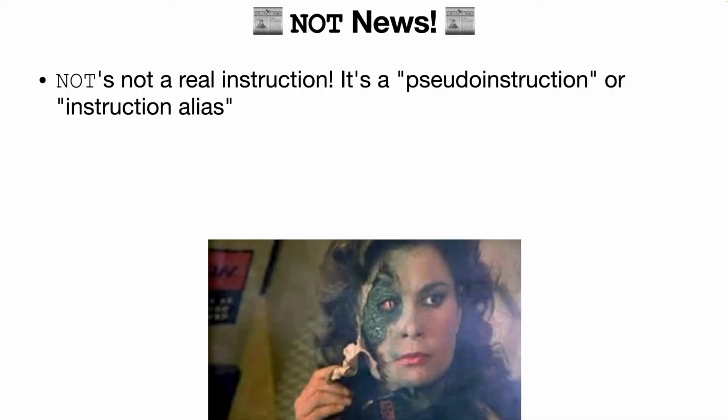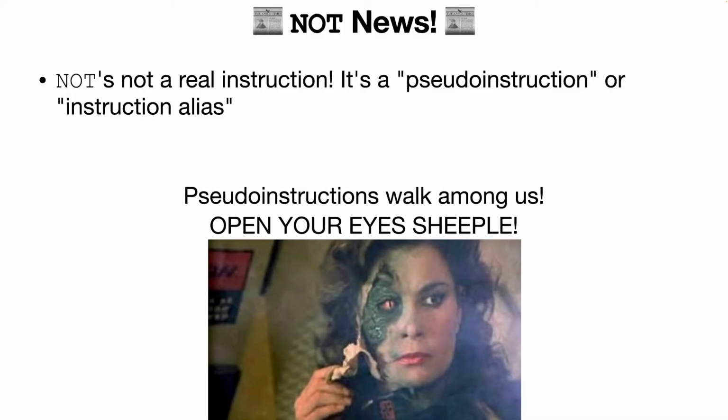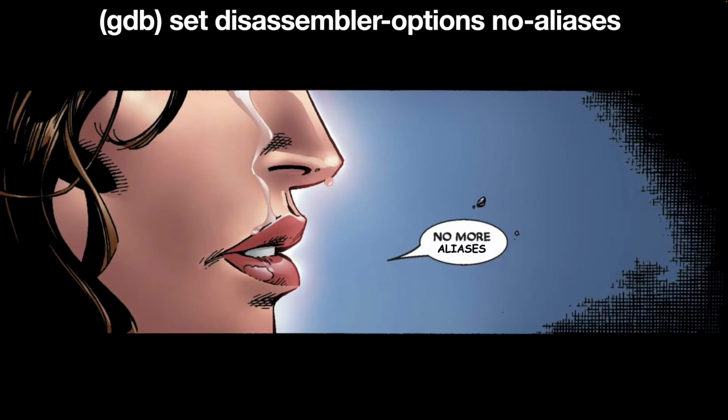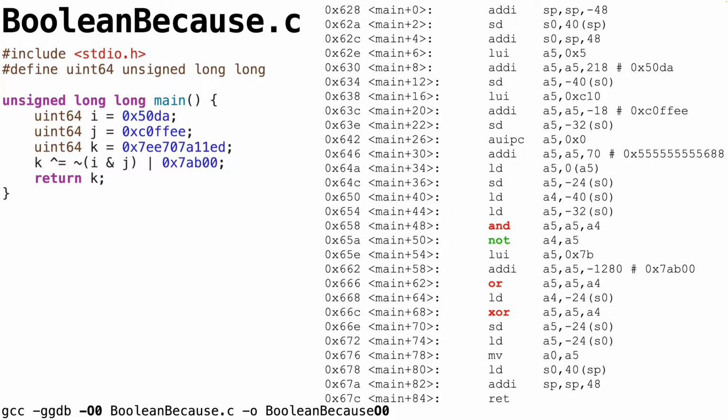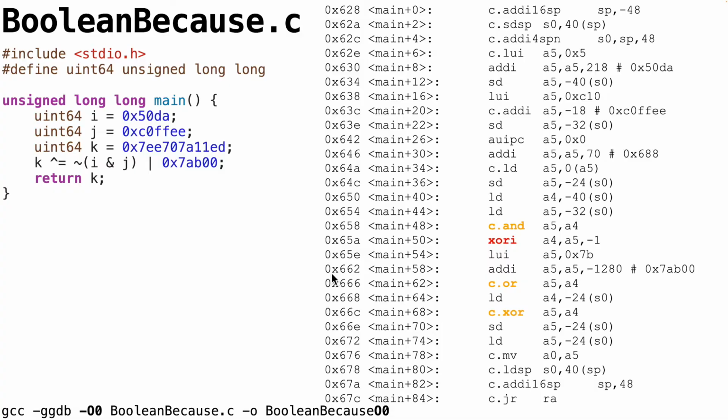Not news is that NOT's not a real instruction. It's a pseudo instruction. Open your eyes, sheeple. Let's go ahead and blow away that pseudo instruction and see what we get. Boom. And we get XOR I instead. So compressed AND instead of regular AND, XOR I instead of NOT, compressed OR, and compressed XOR.